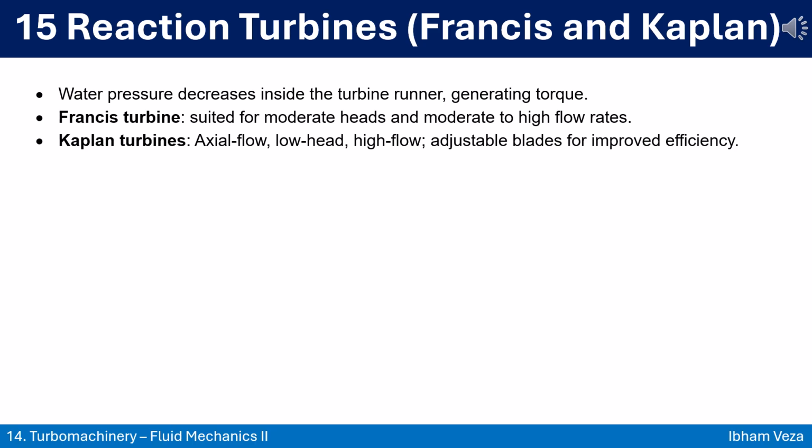Shift the scene to a lowland river where the drop might be only a few meters, yet the volume is enormous. Here, the Kaplan rules. An axial flow machine, slender like a ship's propeller, blades feathered on command. Operators twist each blade from the hub to match the momentary flow and load, coaxing every last kilowatt from slow, wide rivers. Two philosophies, one principle. Pressure surrendered inside the runner, delivering power from alpine dams to wide delta plains.